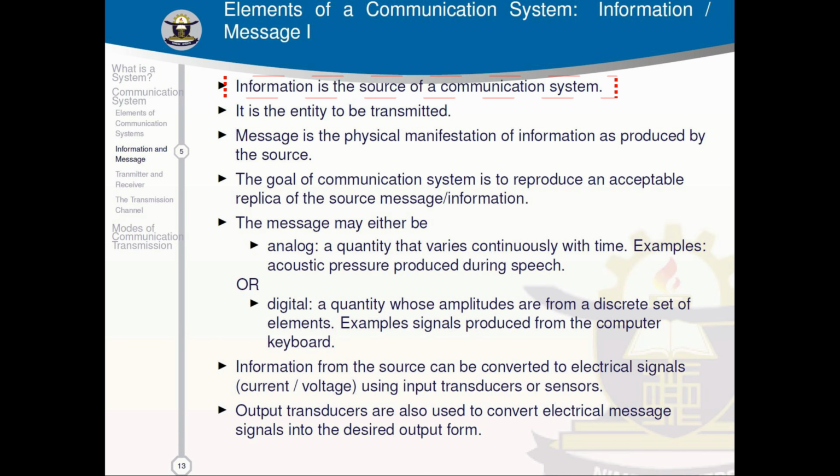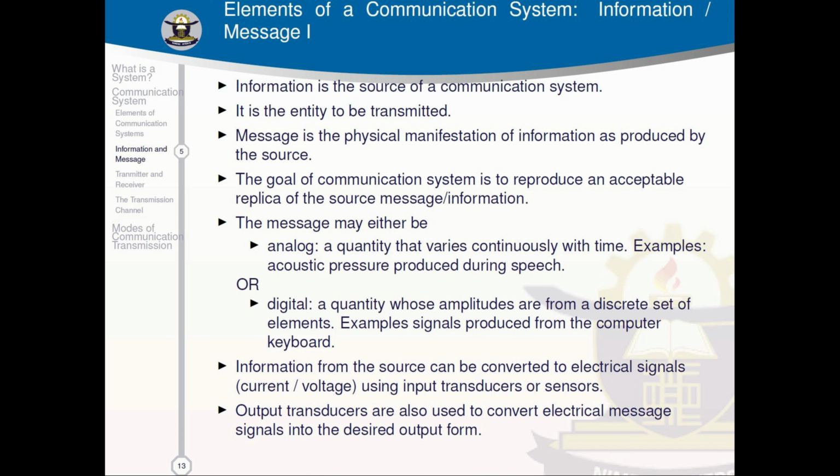Information is the source of a communication system. It is what the communication system is seeking to transport from one end to another over that distance. So we need the information for the communication system to thrive. When that information is converted to an acceptable form that is usable by the communication system, we call that the message signal. So the message is the physical manifestation of the information, as produced by the source.